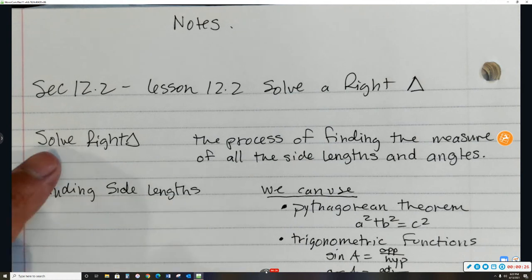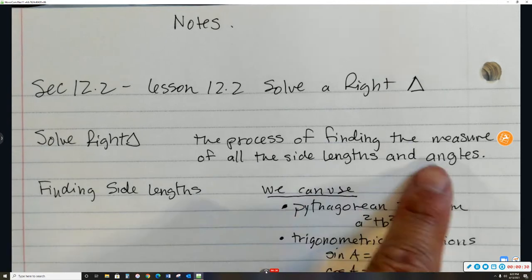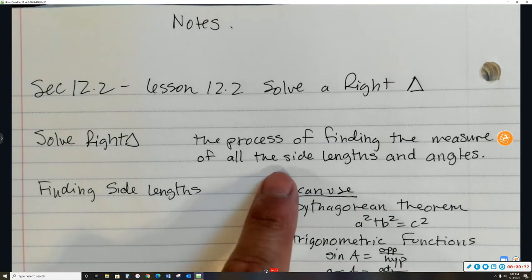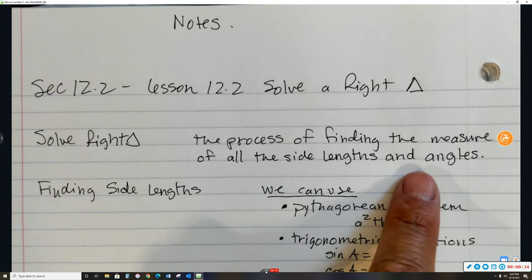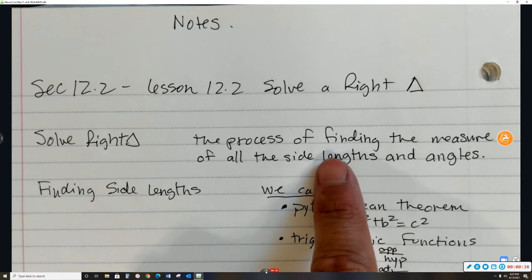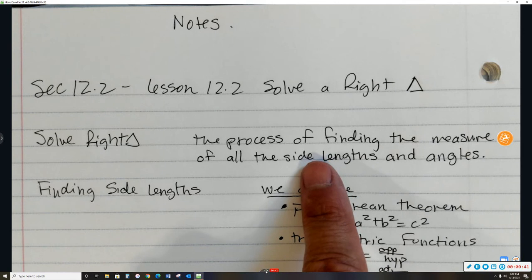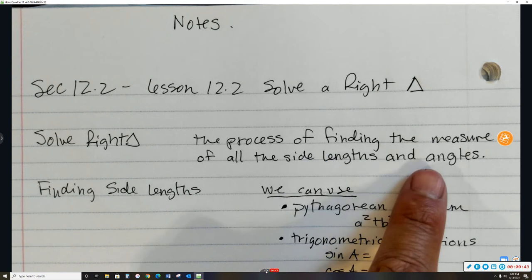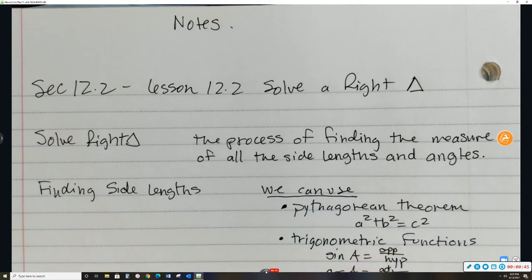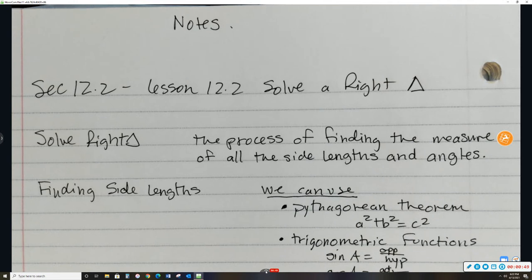Whenever we solve a right triangle, it's the process of finding the measure of all the side lengths and the measure of the angles. Every right triangle has 3 side lengths, so we have to find the measure of the 3 side lengths. And every right triangle has 3 angles, so we have to find the measure of those 3 angles. That's what it means to solve a right triangle.